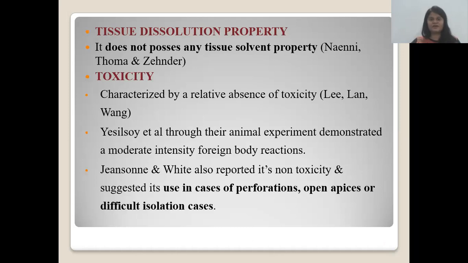Tissue dissolving property: chlorhexidine doesn't possess any tissue dissolving properties. Toxicity is characterized by a relative absence of any toxicity, and animal experiments have also demonstrated no foreign body reaction. Only a moderate intensity reaction has been seen. So Gianluca and White have reported its non-toxicity and suggested its use in cases of perforations, open apices, or difficult isolation areas where you cannot do rubber dam isolation.